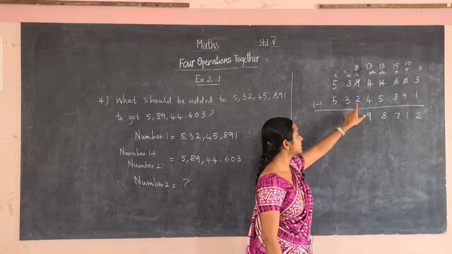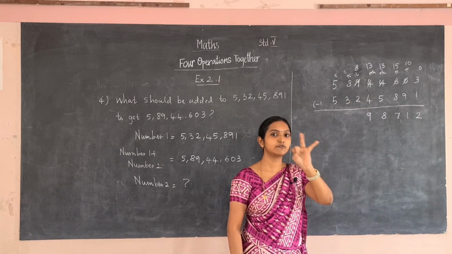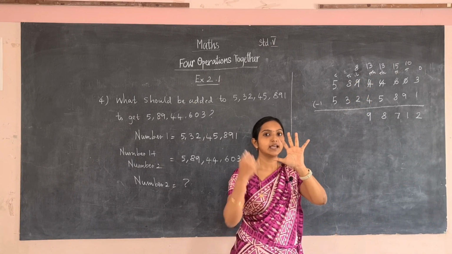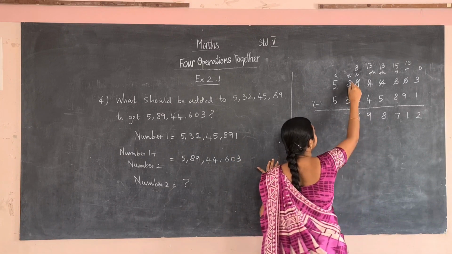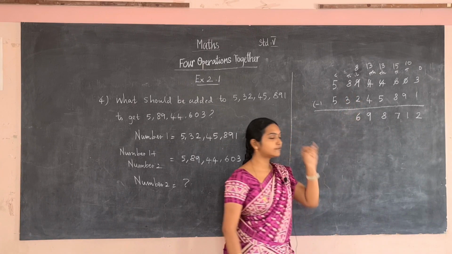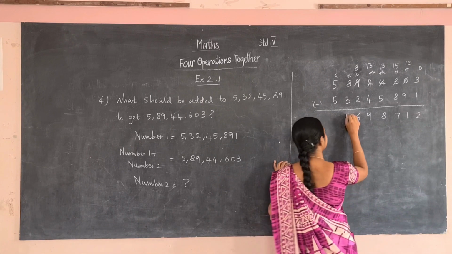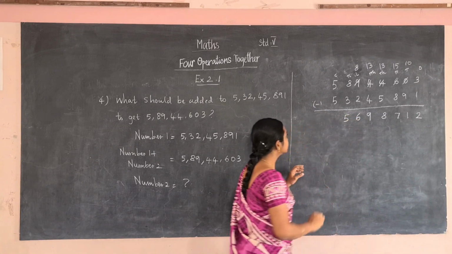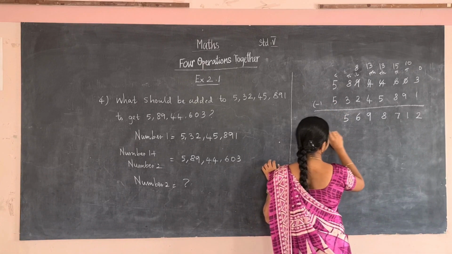Now start counting from 2 until you reach 8. It will be 3, 4, 5, 6, 7, 8. It will be 6. Start counting from 3 until you reach 8. That will be 4, 5, 6, 7, 8. The number is 5. 5 minus 5 will be 0.